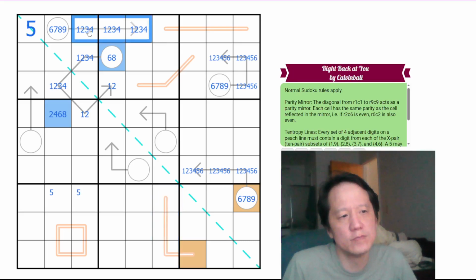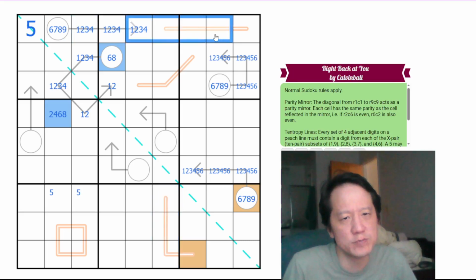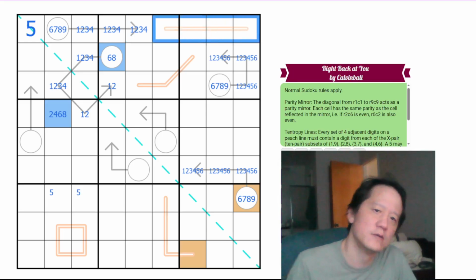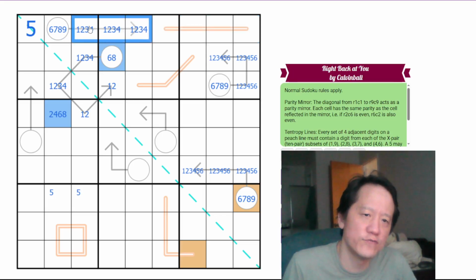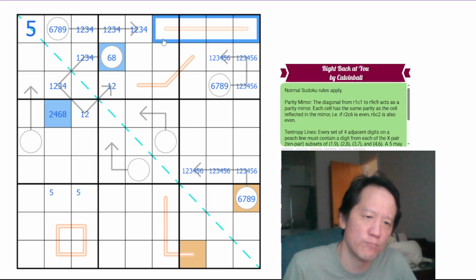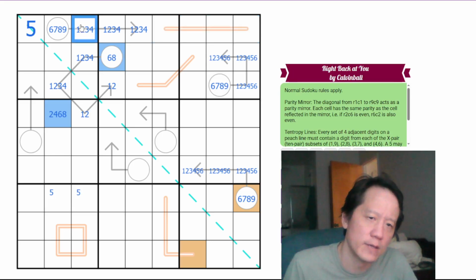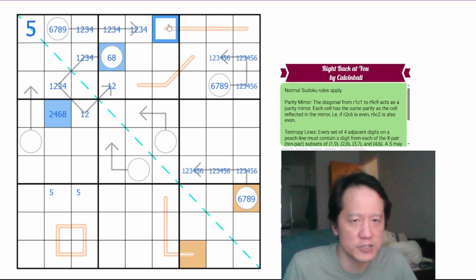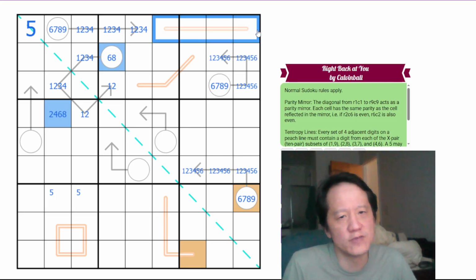So this is 1, 2, 3, 6, which makes this 4, 7, 8, 9. 1, 2, 4, 7, which gives us 3, 6, 8, 9. 1, 3, 4, 8, which gives us 2, 6, 7, 9. And 2, 3, 4, 9, which gives us 1, 6, 7, 8.